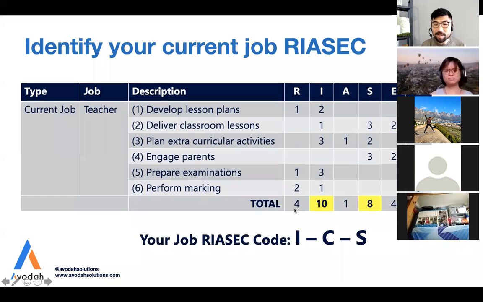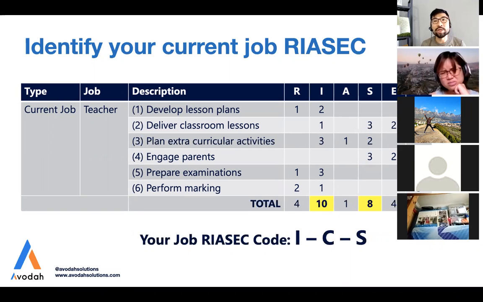And then after that, you can total them up. When you total them up and look at the total scores, you'll be able to find the 3 highest. In this particular case, the 3 highest will be I, C, and S. So 10, 9, and 8. And therefore, the RIASEC code of your job is I, C, and S. Okay, so this is how you identify your current job RIASEC.